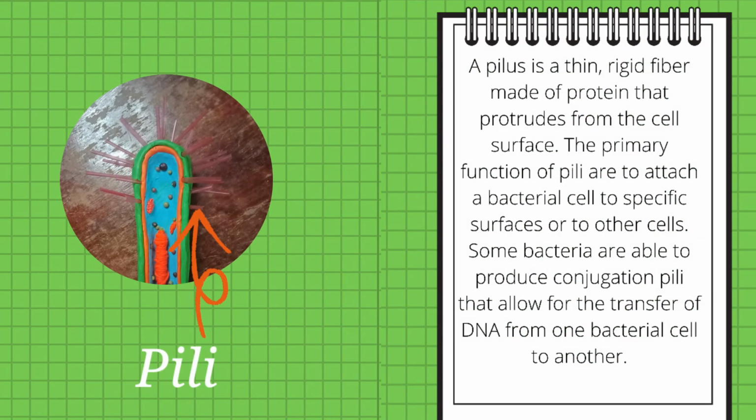A pilus is a thin, rigid fiber made of protein that protrudes from the cell surface. The primary function of pili is to attach a bacterial cell to specific surfaces of other cells. Some bacteria are able to produce conjugation pili that allow for the transfer of DNA from one bacterial cell to another.